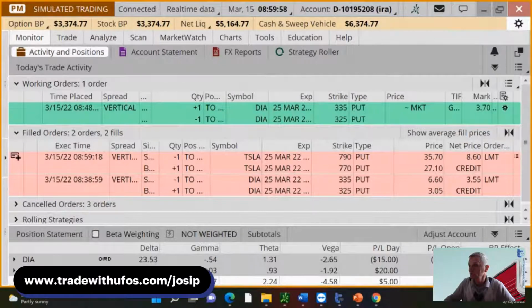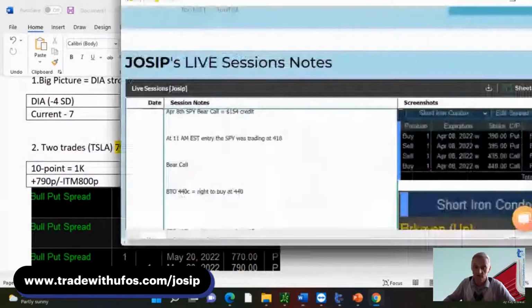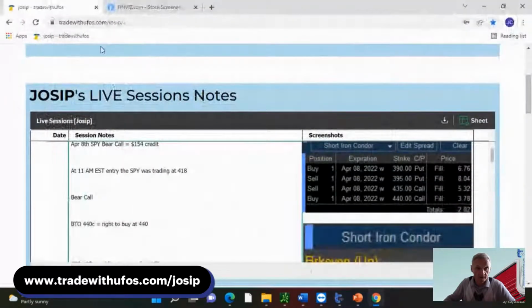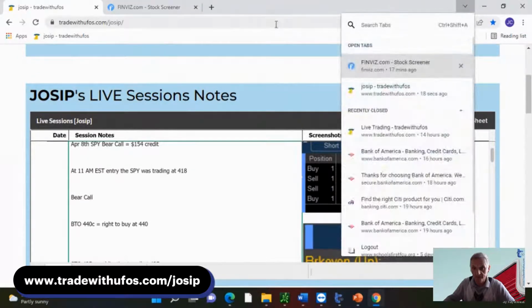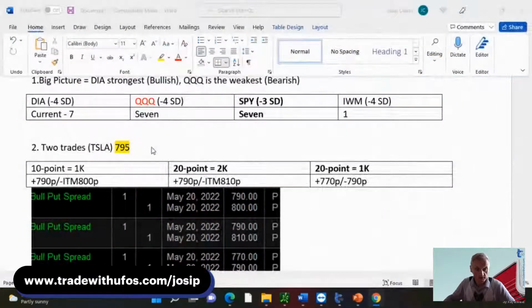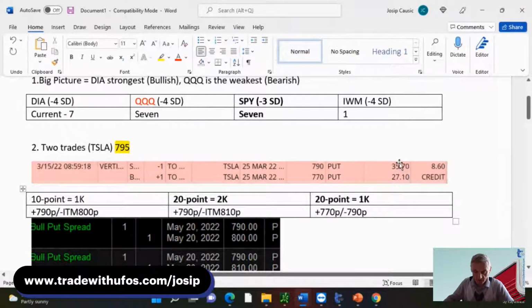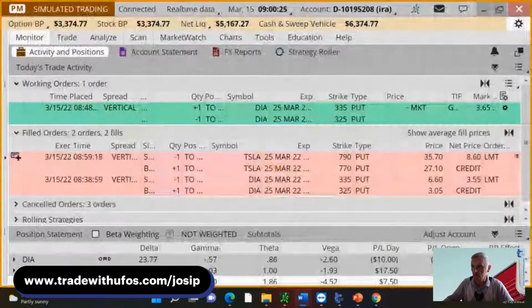You might have two trades rather than just one trade when you click on this Trading with the UFOs Josip. You're going to have two of these trades. One is going to be the Diamonds and one is going to be the Tesla trade. Why do I need that information? So I can type it in, create a risk graph, and have a snapshot.